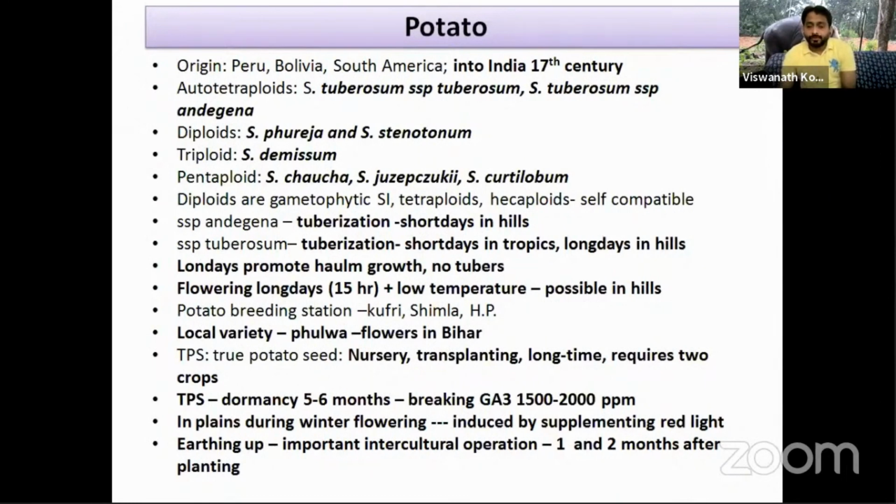Greening is due to exposure to sunlight and development of chlorophyll. Greening is due to chlorophyll. This greening is responsible for the increase of solanine content. If solanine is more than 20 milligrams, it will become toxic. So solanine is not responsible for greening. Greening is due to chlorophyll, due to exposure to sunlight. Because of the greening, solanine will form.